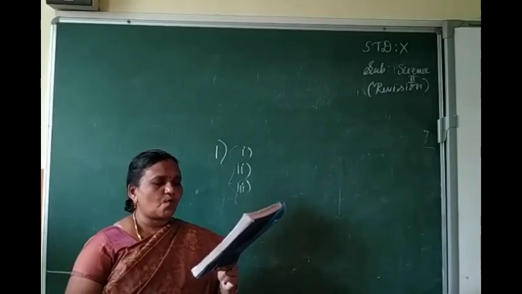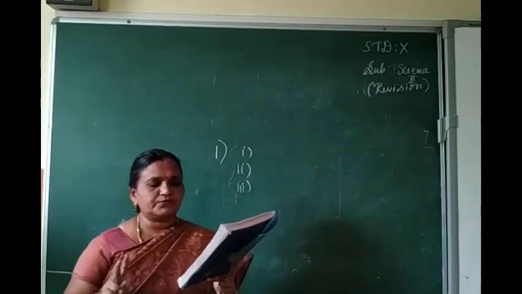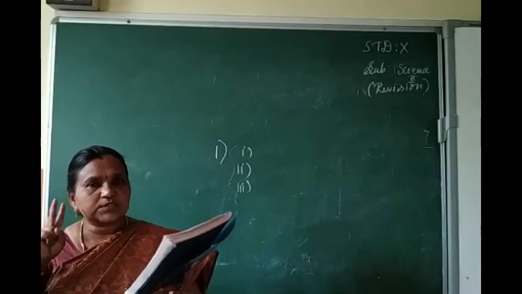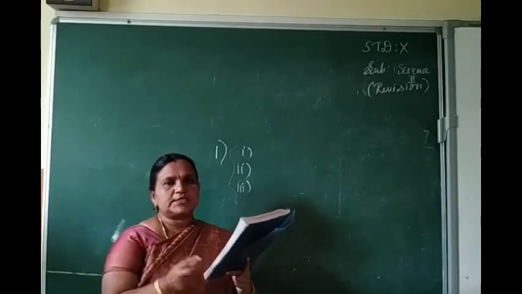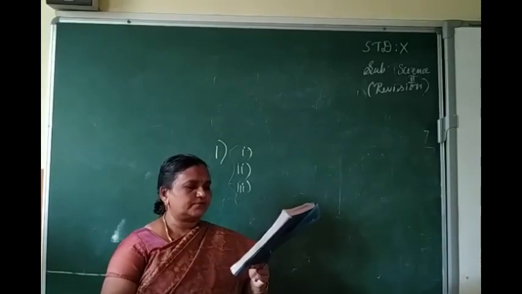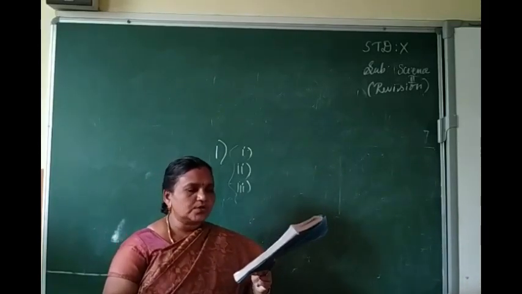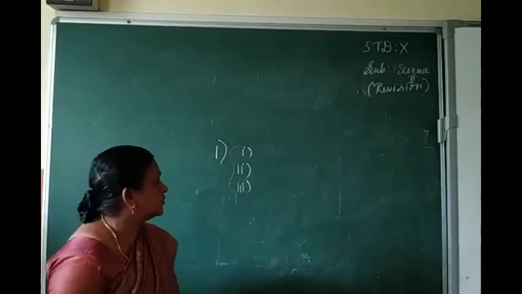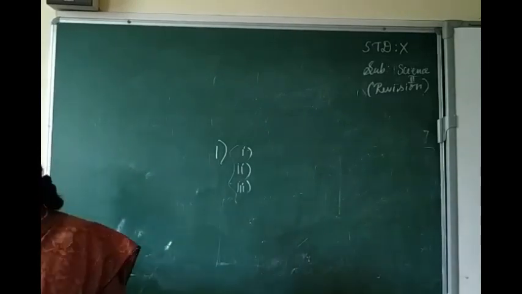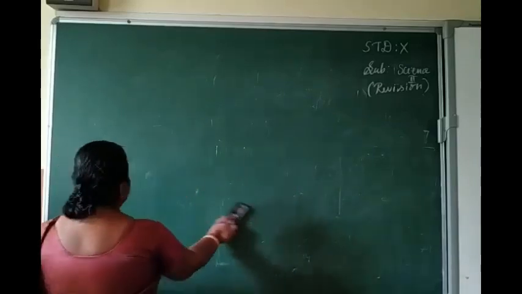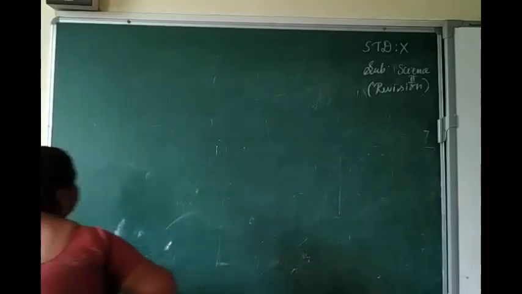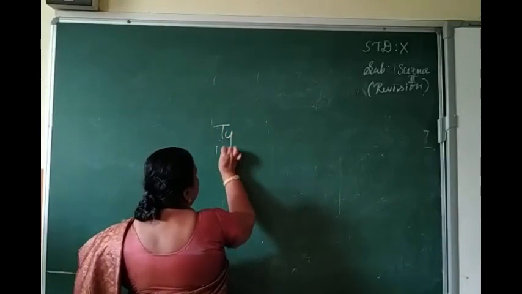Then second one, what are the two types of tissues? Not tissue system. See the question very well. There are two types of tissues in plants: the meristematic tissue and the permanent tissue. So the question is about tissues, not tissue system. See the variation in the question. Types of tissues.